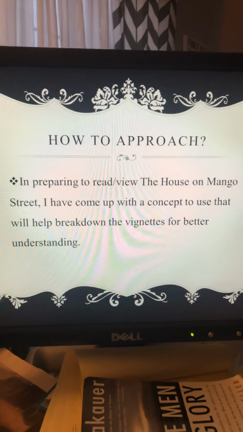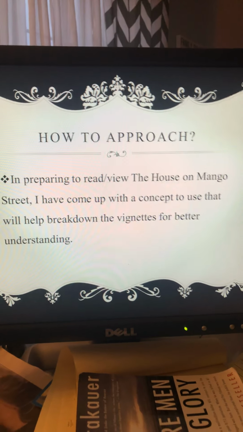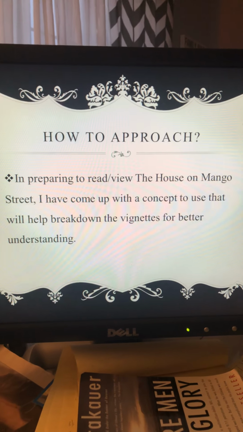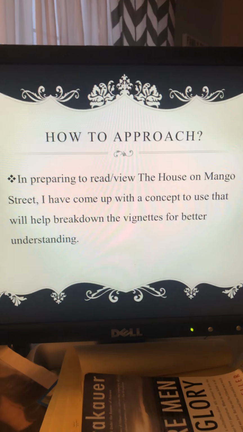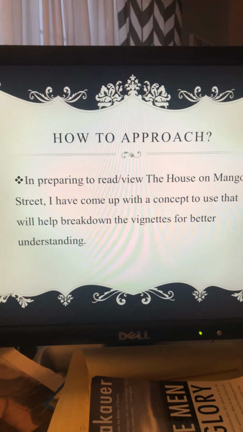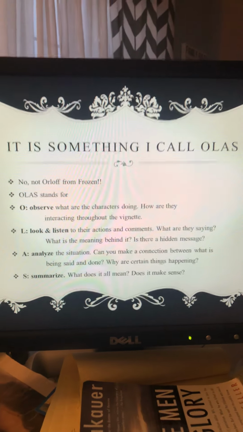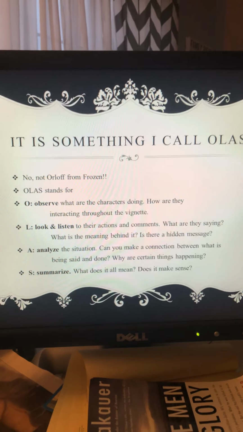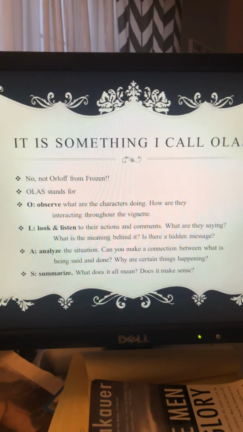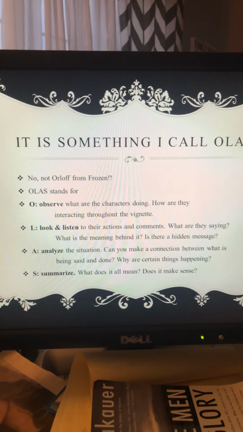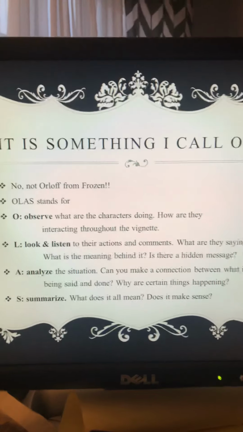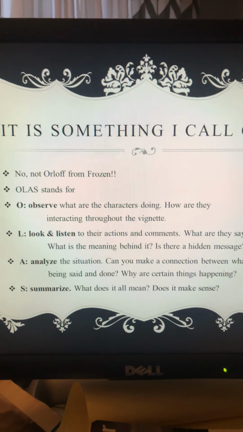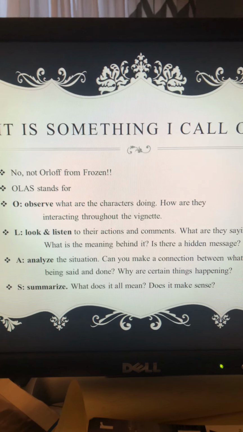Now, in preparing to read and view video clips of The House on Mango Street on YouTube, I've come up with a concept to help break down the vignettes for better overall understanding. It is something I call OLAS. No, not Olaf from Frozen, OLAS. OLAS stands for O, observation. What are the characters doing? How are they interacting throughout the vignette?